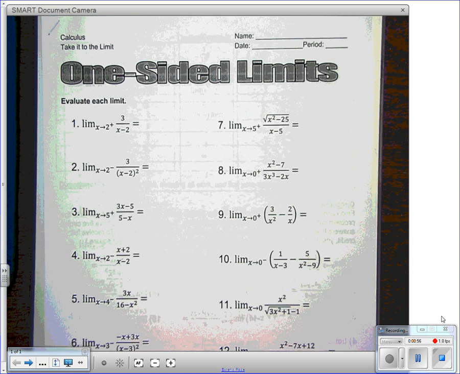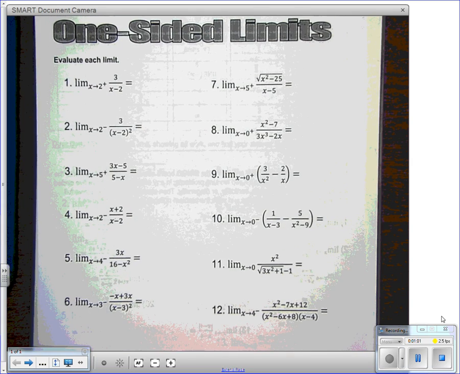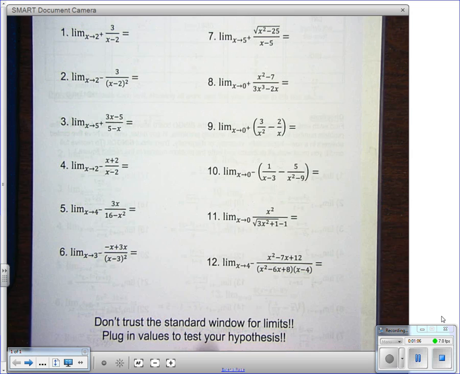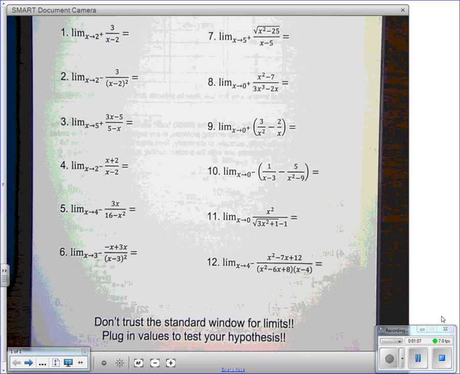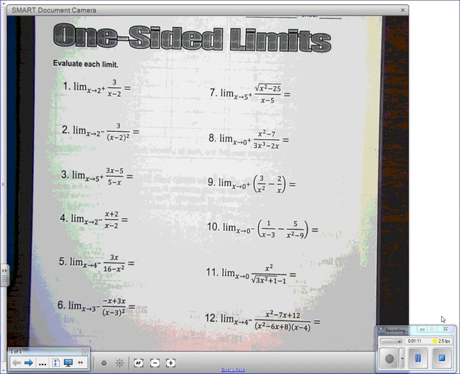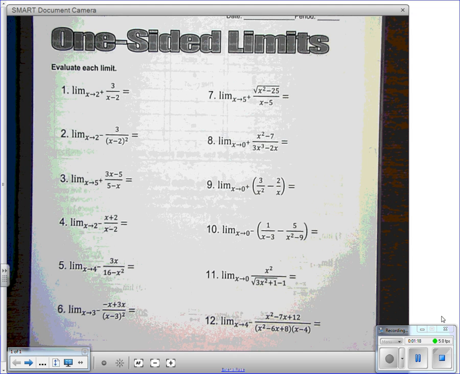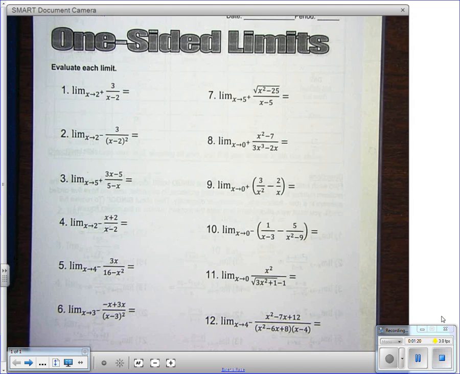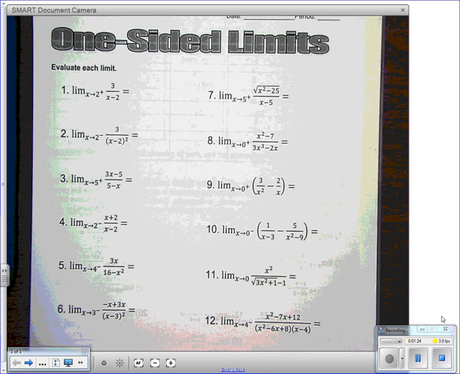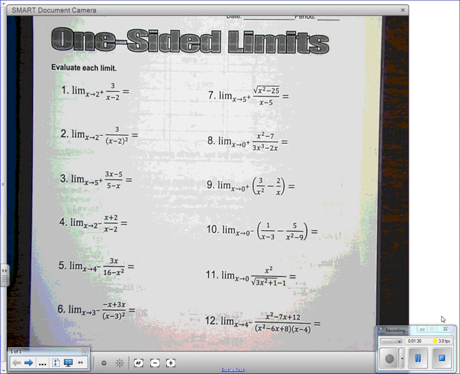Take it to the limit. So on the first page, you're supposed to evaluate these 12 limits. You can look at the graph of them, but don't trust the standard window for limits. You need to plug in some values to test your hypothesis. So if you think it's infinity, plug in some really, really big numbers to make sure that that works. If you think it's negative infinity, then plug in some numbers to see if that works. Not all of them are going to be infinity or negative infinity. Some of them may be a specific number. Some of them may not exist because the left and the right hand limits do not equal.